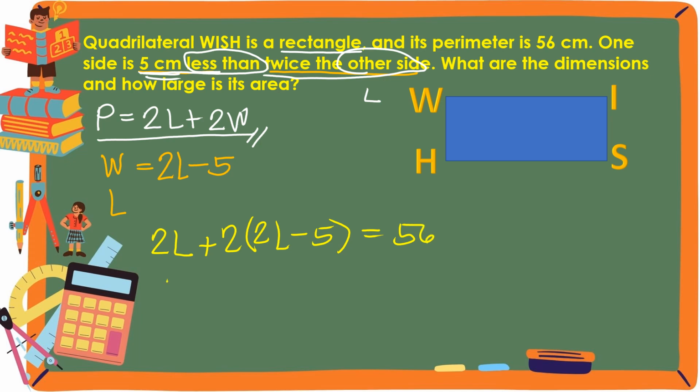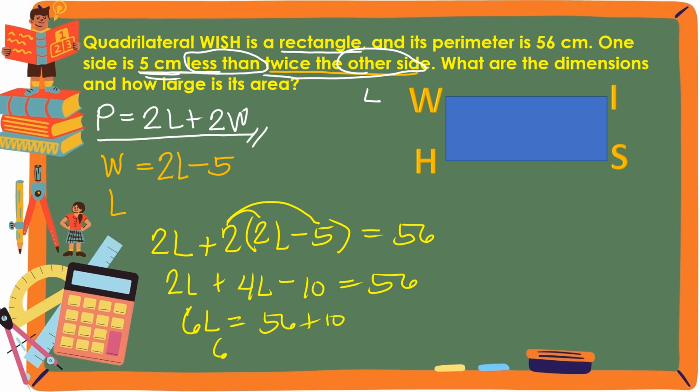Then, we simply solve. So, 2L plus 2(2L minus 5), distributive property. 2 times 2, we have 4L. 2 times 5, we have negative 10 equals 56. Then, simply solve 2L plus 4L, that is 6L. Then, transpose natin. So, we have 56 plus 10. So, ang ating 6L ay equal sa 66. Then, divide natin both sides by 6. Ang value ng ating length ay 11.